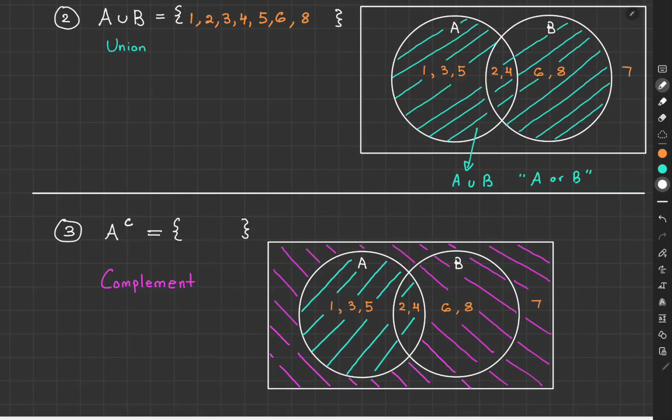To figure out the complement, the best thing to do is first figure out what that original event was. In this case, A is just going to be that entire first circle. A complement is going to be everything outside of that circle. So that's what's shaded here in pink. So it's everything outside of that circle. So that's going to count for 6, 7, and 8. So these are the outcomes which do not fall in A, or these are A complement.